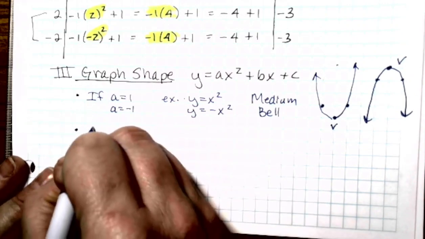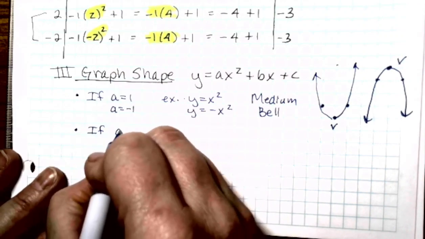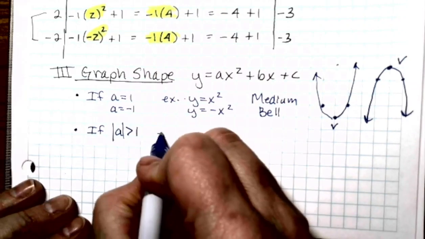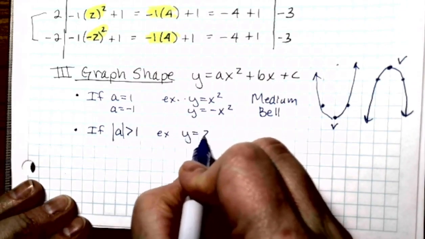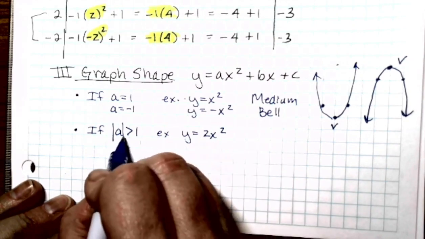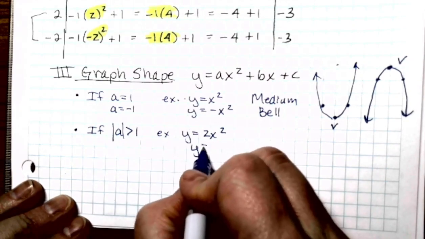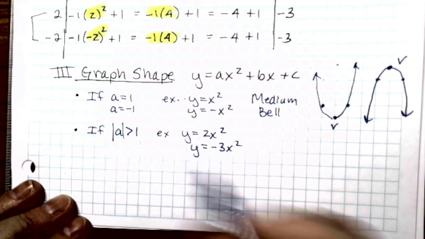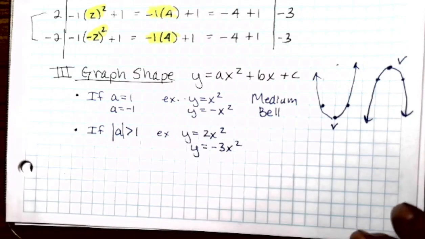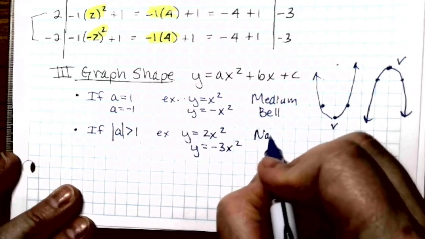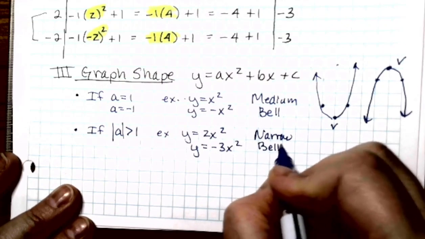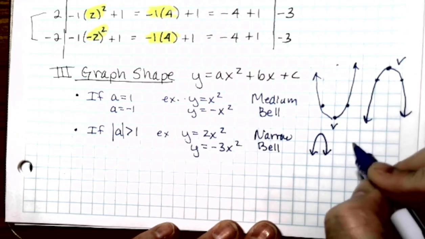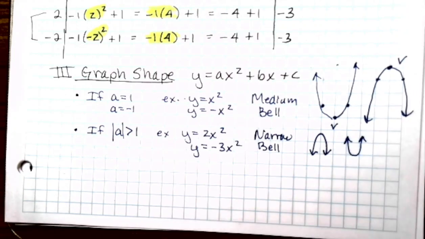All right, second one. If the absolute value of a is greater than 1. So for example, y equals 2x squared, the 2 is greater than 1, or y equals negative 3x squared, the absolute value of negative 3 is also greater than 1. So if it's basically a whole number, you're going to have a narrow bell. And it gets to be really hairpin-like, really, really skinny, really fast. So you're talking really slender.